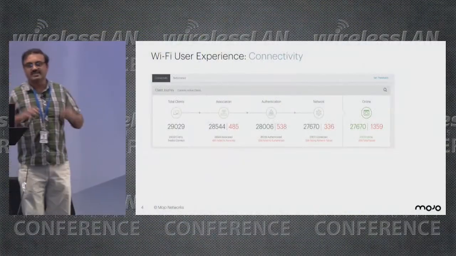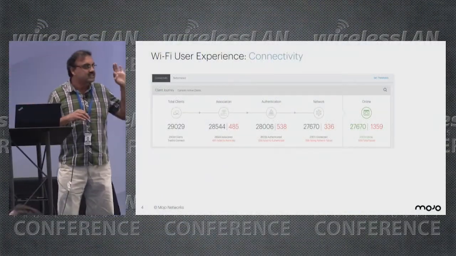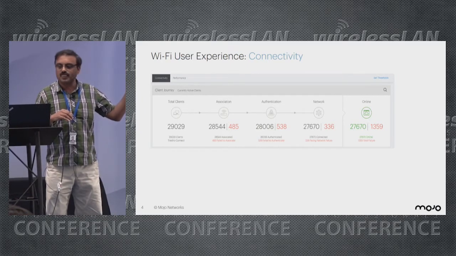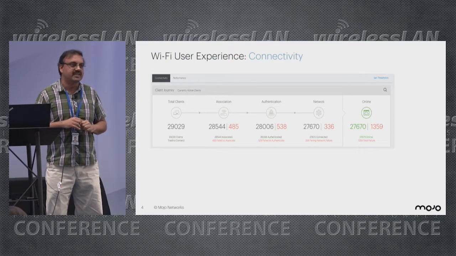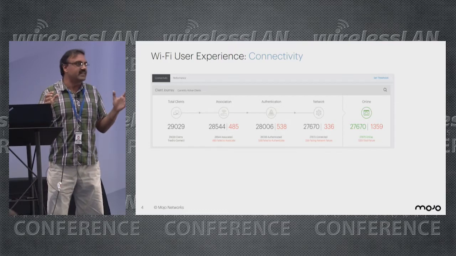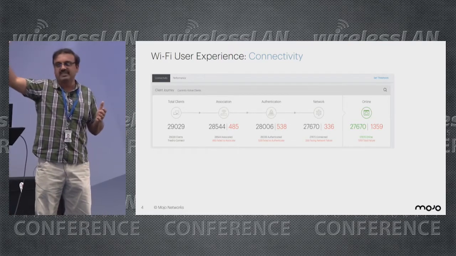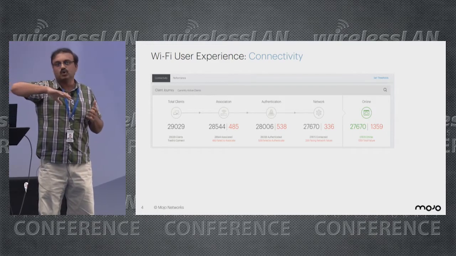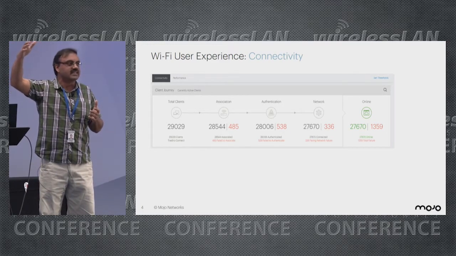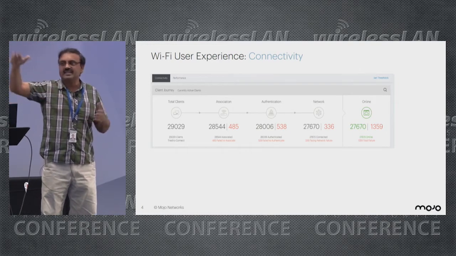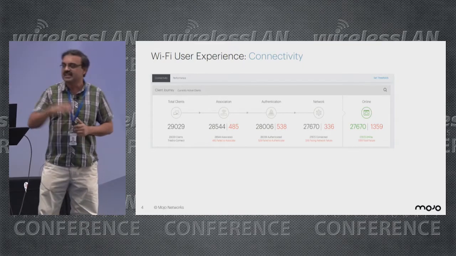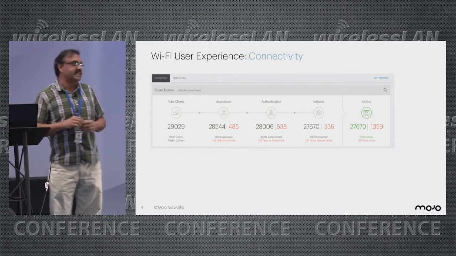So what are the kinds of failures that we are going to focus on? Am I audible? Okay, great. We are going to focus on two key types of failures. One is what we call connectivity failures. We all know when a Wi-Fi client connects to the network, it goes through multiple stages of connection. There are probes, then authentication, association, then maybe a RADIUS authentication, and then it has to get an address from the network, and only then is it able to transfer data, right?